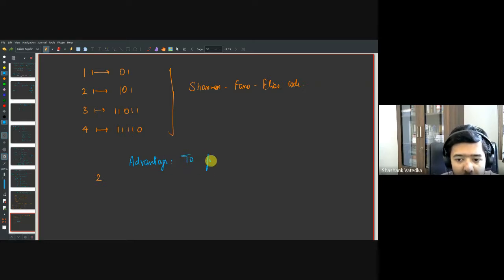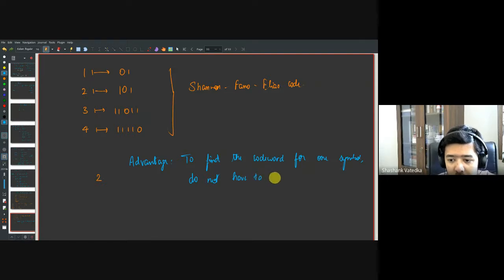To find the code word for any one symbol, we do not have to construct the entire code book.